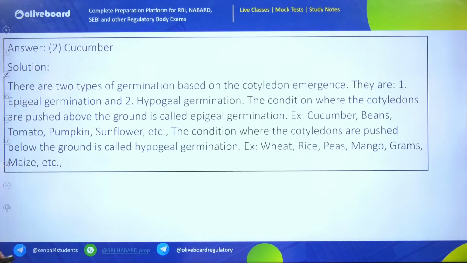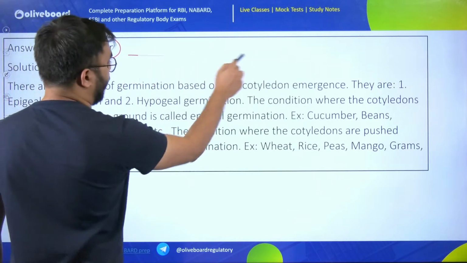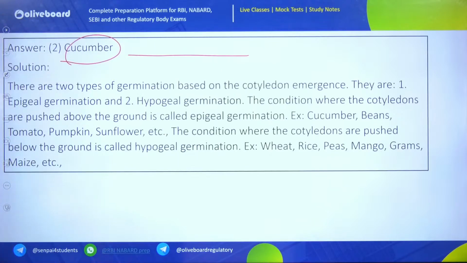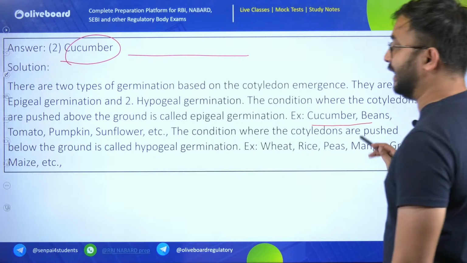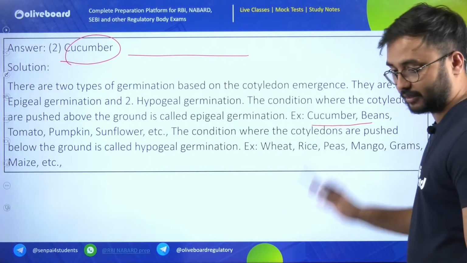So here the answer is cucumber. Cucumber is epigeal germination. The rest of the things are hypogeal germination. So examples of epigeal germination are cucumber, beans, tomato, pumpkin, sunflower, etc. Next.